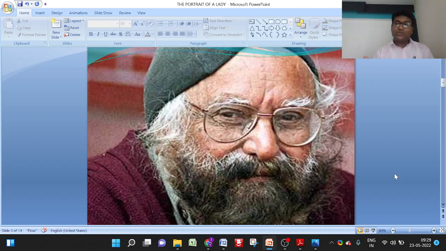So while you go through his write-up, not the Portrait of a Lady, but the other texts, you will see that this is an old-looking, angry young man. That's the best example, I think. He was given the Padma Bhushan, but in protest against the attack on the Golden Temple by the Indian army, he returned that Padma Bhushan. He was again given the Padma Vibhushan in 2007.